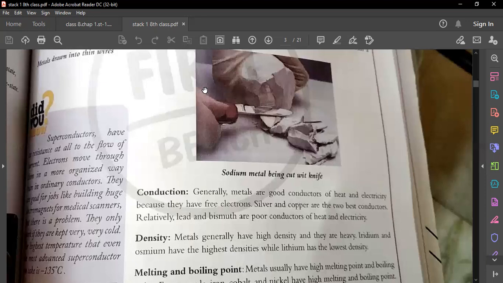Compared to copper, aluminum will also be used for the conduction of electricity. So based upon the cost factor, we use different types of materials. But in most of the cases, we use only copper wires.